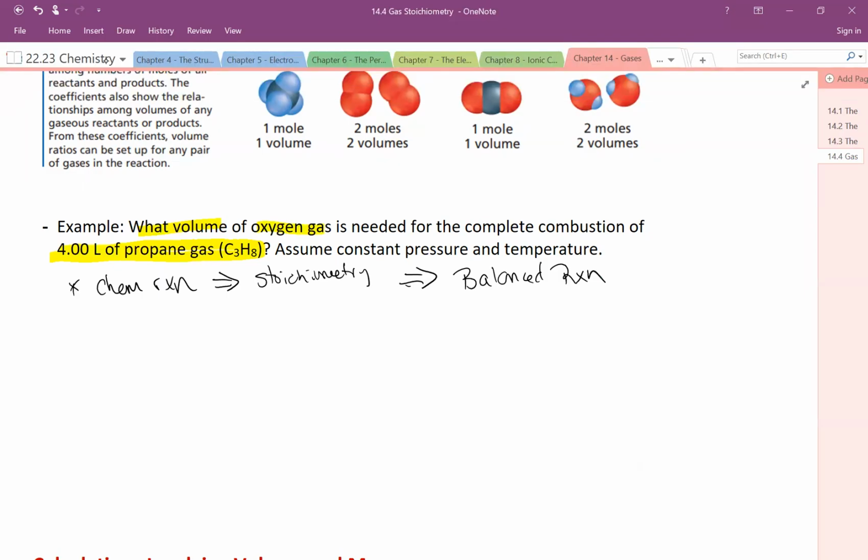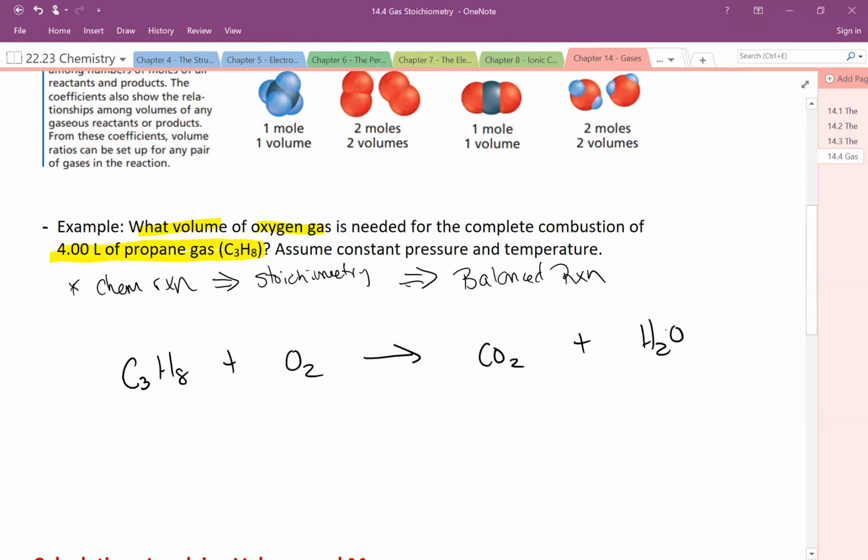So if I have a combustion reaction of propane, I'm going to, of course, combine my C3H8 plus some amount of oxygen. And a combustion reaction is going to form carbon dioxide, CO2, and H2O.